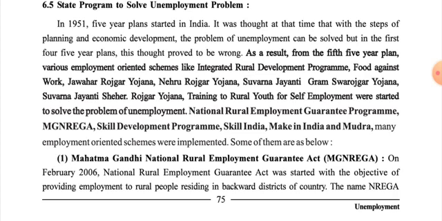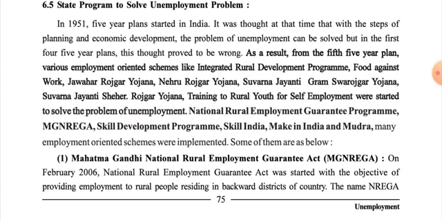After that, 66 to 69 is a plan holiday, and 69 to 74 was the time period of the 4th 5-year plan. And after that, 1974 to 1978 was the time period of the 5th 5-year plan, in which various employment oriented schemes like IRDP, which we already discussed in poverty, that is Integrated Rural Development Program.